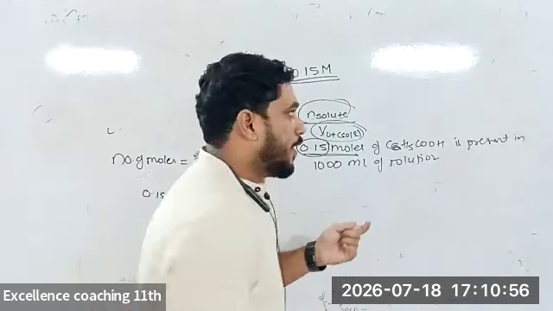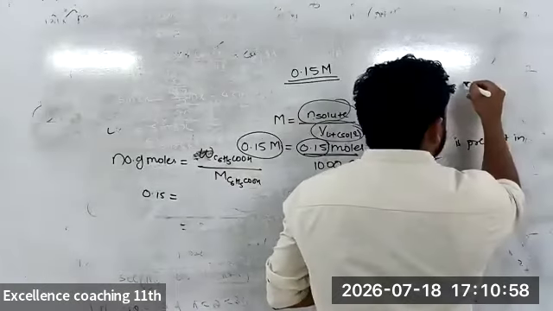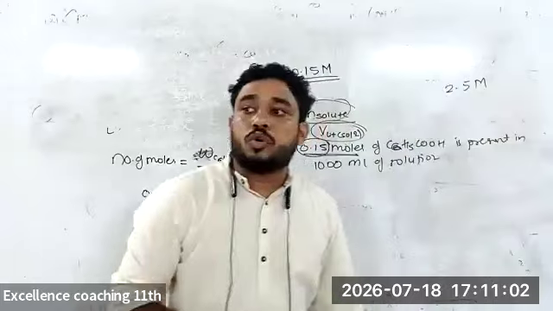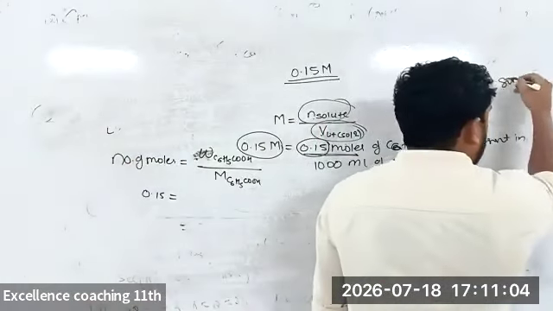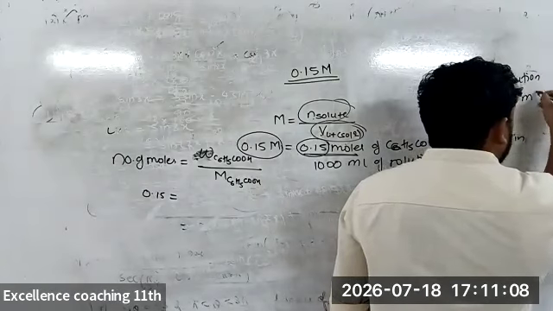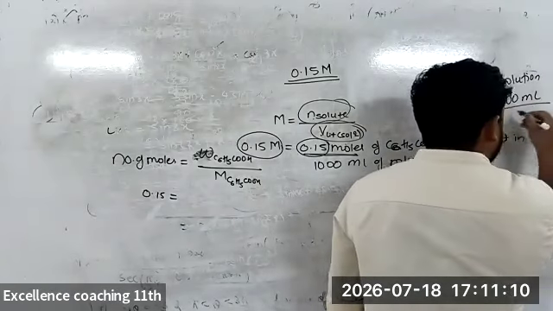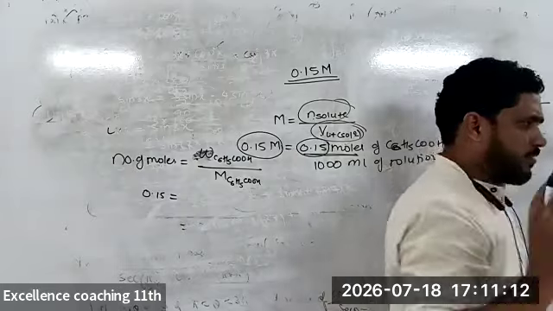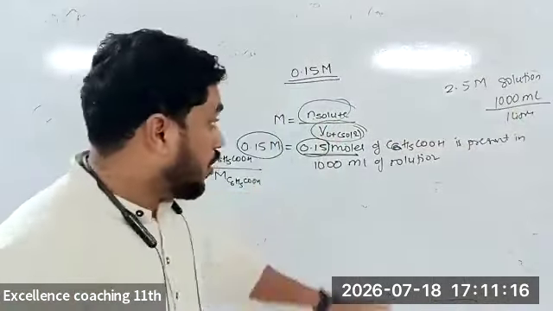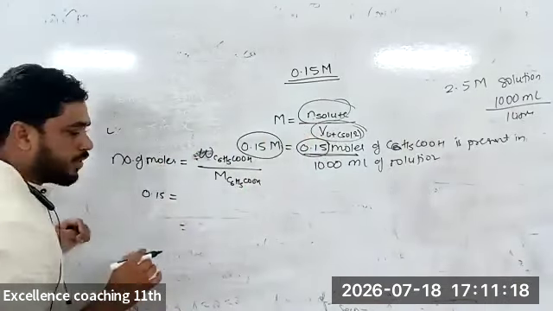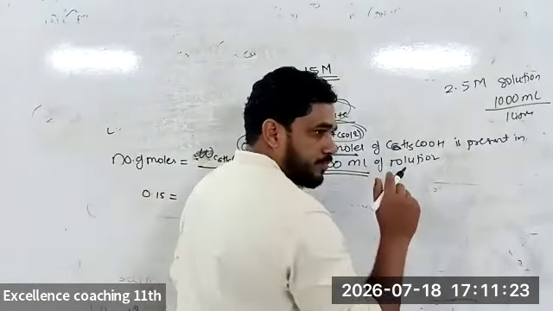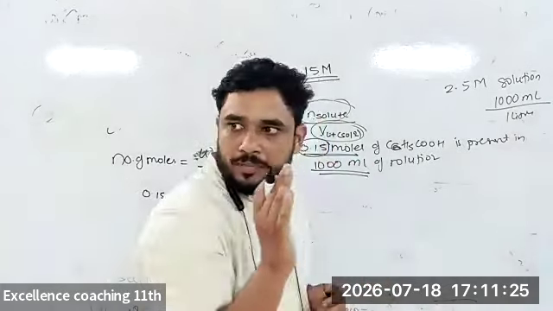1000 ml of solution. So if tomorrow they give you 2.5 molar, what will you understand from this? 2.5 moles of that solute is present in what? 1000 ml of what? Solution. I hope you know 1000 ml means how much? 1 liter. Understood now? So this work is easy. So 0.15, but be careful. This is in 1000 ml.